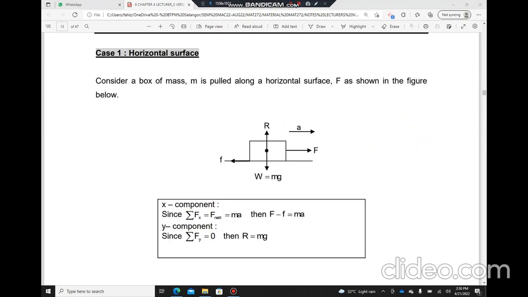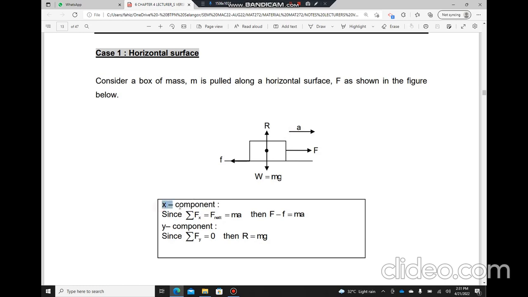Okay, so for frictional force, for case 1, which is a horizontal surface, consider a box of mass M is pulled along a horizontal surface by force F as shown in the figure below. So let's study the figure first. We have R, the reaction, and below we have W equals mg, which is the weight, and then we have the force F, and one more, the frictional force. Then here we have A, which is the acceleration.